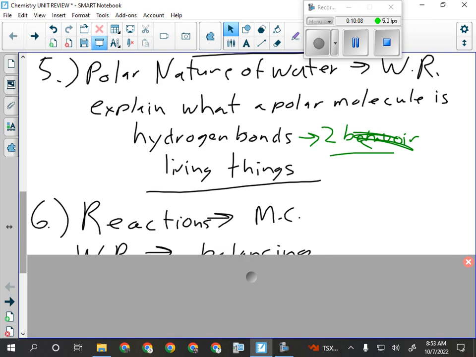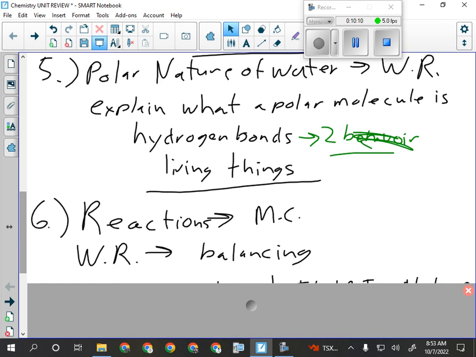Okay, reactions. It's by far the biggest part of the test. There are more marks on reactions on this test than anything else, almost more than everything else combined. It's huge.